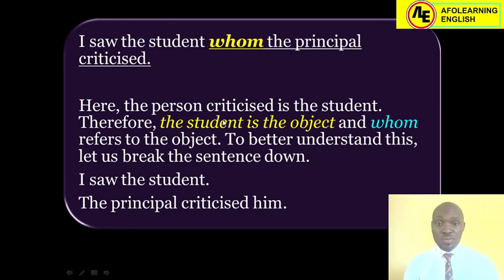Now let's break down the sentence again for better clarification. I saw the student. The principal criticized him. Simple. Who did the principal criticize? The student. Who receives the action? The student. And whom in this sentence refers to that same student. So whom is used to refer to the object.